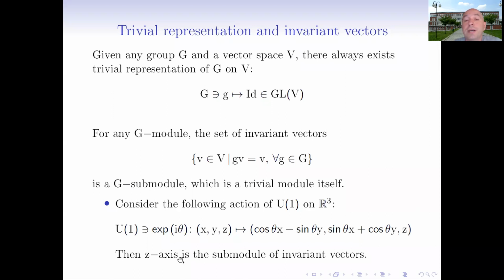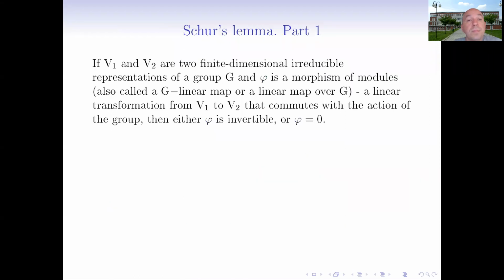And for that reason, the set of elements 0, 0, z for all possible z's is a submodule of invariant vectors. If it was only R2 with the first two components, then the only invariant vector would be the 0 vector. But here there's some auxiliary component, and then the invariant subspace is one-dimensional.